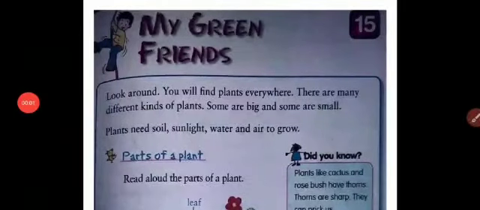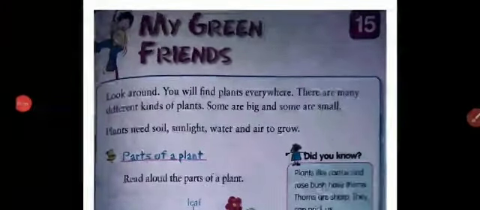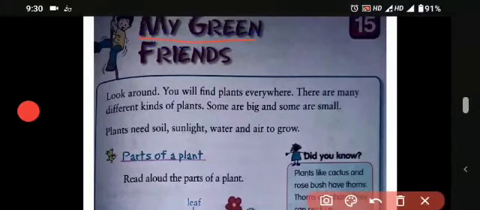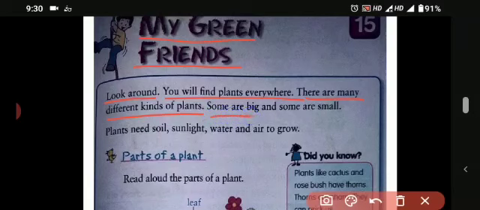Morning students. Today we will study chapter 15 of our social study book, which is My Green Friends. In this chapter we will study about the plants. So look around, you will find plants everywhere. There are many different kinds of plants. Some are big and some are small.